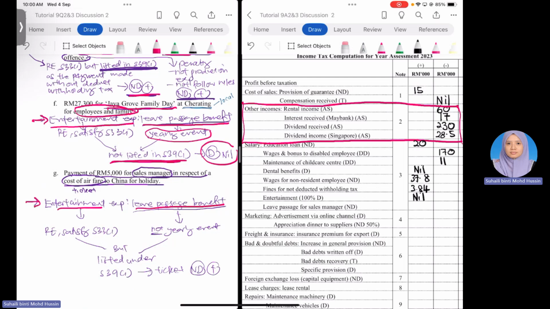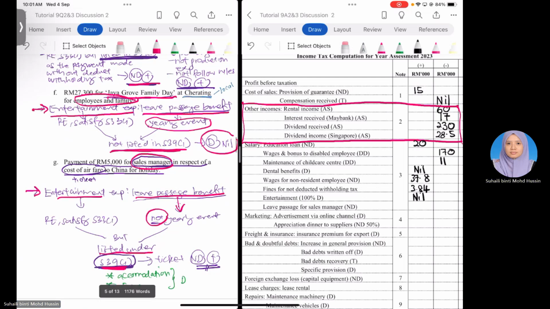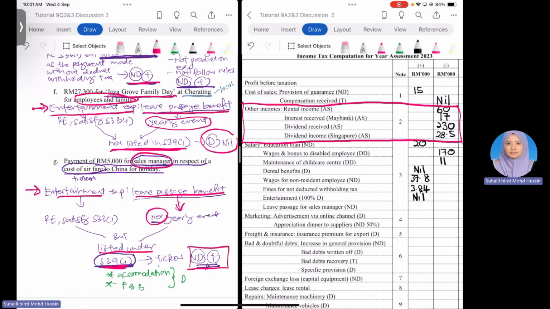Specifically for the leave passage benefit, but these expenses are considered not a yearly event. Why? Because it's only attended by the sales manager. Even though this is entertainment expenses, revenue expenditure, satisfying section 33 subsection 1, when this leave passage benefit is not a yearly event, these expenses are listed under prohibited deduction, section 39 subsection 1. When the company paid the ticket cost, this ticket cost becomes non-deductible. So you have to add back the amount.